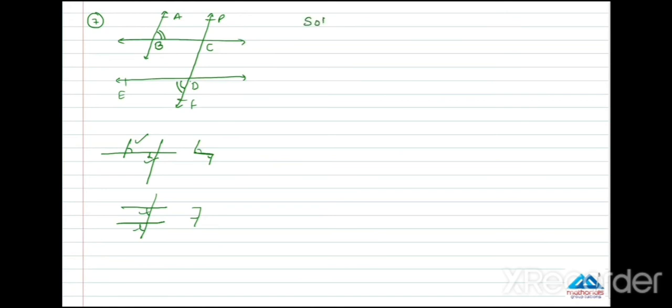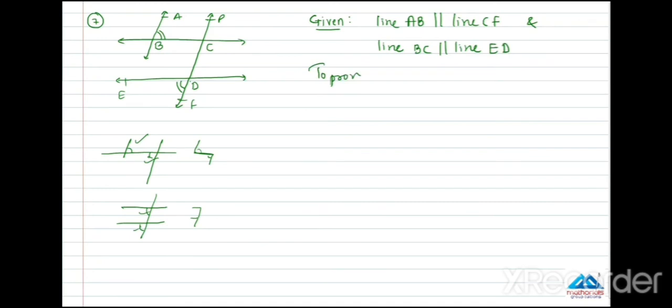So come to the solution. Given is there line AB parallel to line PCF and line BC parallel to line ED. To prove angle ABC is equals to angle FDE, this angle we want to prove कि ये दोनों एक दूसरे के इक्वल है. So come to our proof.